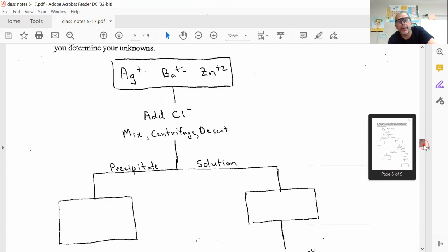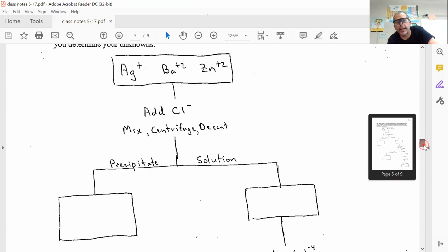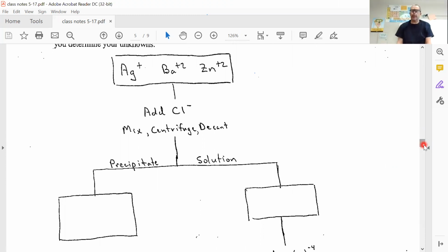All right, so we're probably going to have to look at this flow chart. I'm not going to jot things in, but I am going to talk about what you need to do. And I think I'm just going to keep that up so you can see that. And then in one test tube, the procedure said to put 10 drops of silver, and then it said to put 10 drops of barium, and then it said to put 10 drops of zinc.